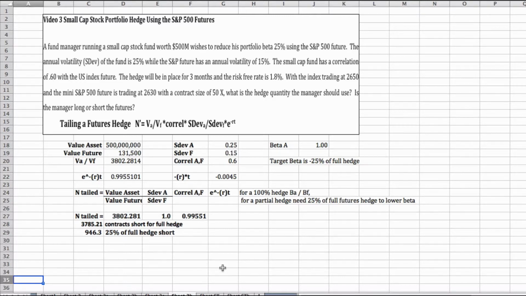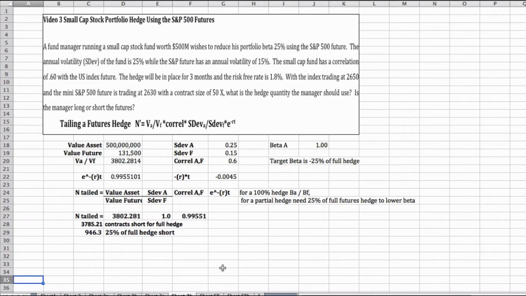We're reducing beta, so we want to lower exposure. So we are going to short those contracts. And we're only reducing beta 25%. So that means we only need to short 1/4 of the original contract number. And so that's a small cap portfolio hedge using correlations when the actual beta is not given.